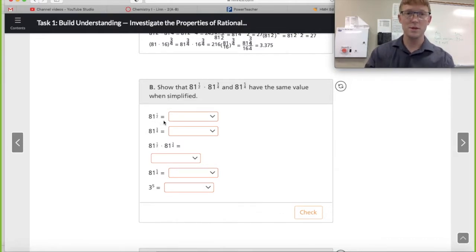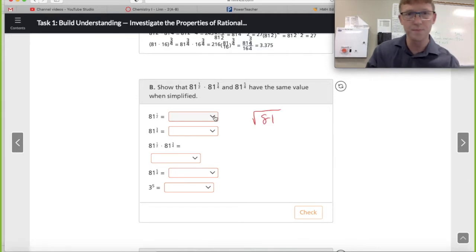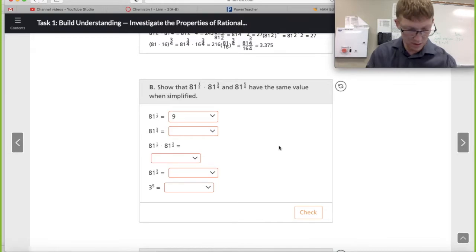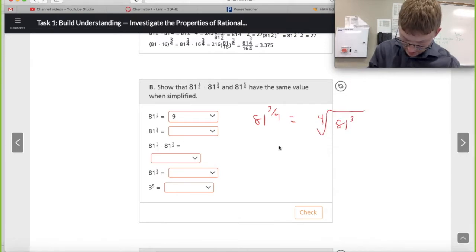So 81 to the 1/2 power is the same as the square root of 81. 9 times 9 is 81. 81 to the 3/4, let's see if I can do this all without a calculator, is equal to the 4th root of 81 cubed. Actually, we're going to put that cube on the outside. We're going to do that second. Cube. Remember, from our last lesson, we are able to do that.